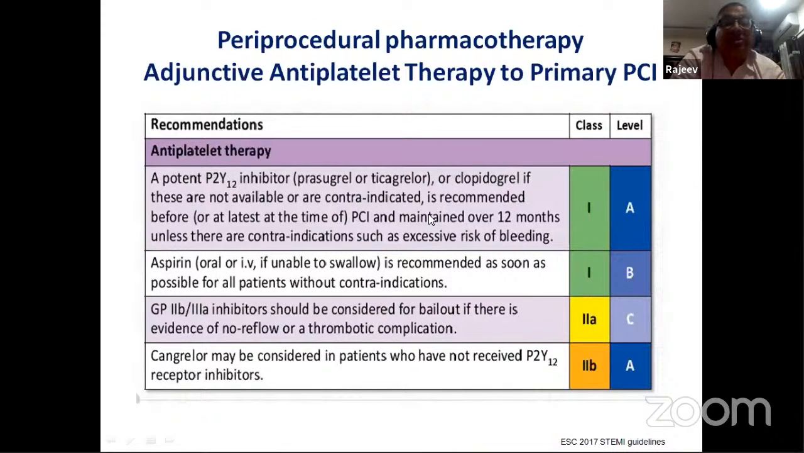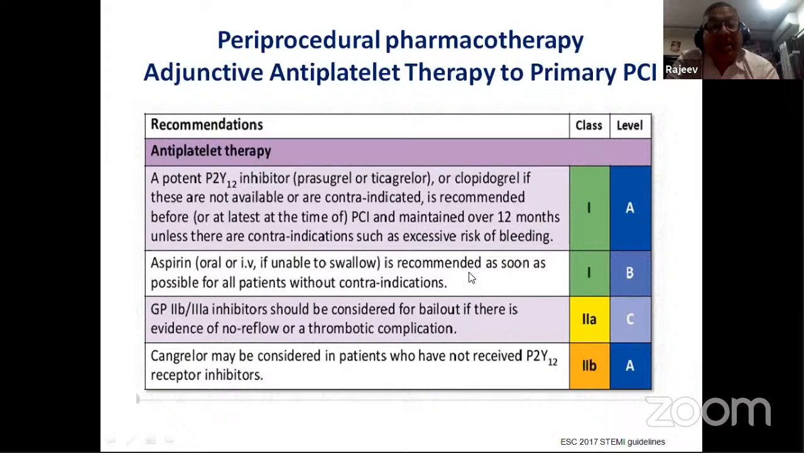Then peri-procedural pharmacotherapy, adjuvant antiplatelet therapy to PCI. A potent P2Y12 inhibitor like prasugrel or ticagrelor, or clopidogrel if the others are not available or contraindicated, is recommended before PCI and maintained over 12 months. This is very important unless there is a contraindication like excessive risk of bleeding. Class 1, level of evidence A.